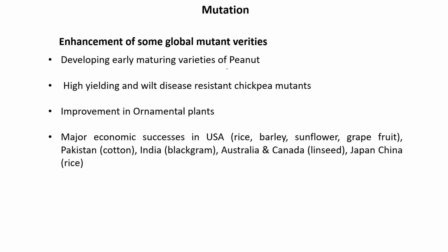Developing early maturity varieties of peanut. So there are some other crop varieties that have been developed from mutation, that is, early maturing varieties of peanuts, and high yielding and wilt disease resistant chickpea mutants, and improvement in ornamental plants. Some of the ornamental plants also got improved with mutations. Major economic successes in USA for rice, barley, sunflower, and grapefruits, and in Pakistan for cotton. In India, black gram; in Australia and Canada, linseed; and in Japan and China, rice.